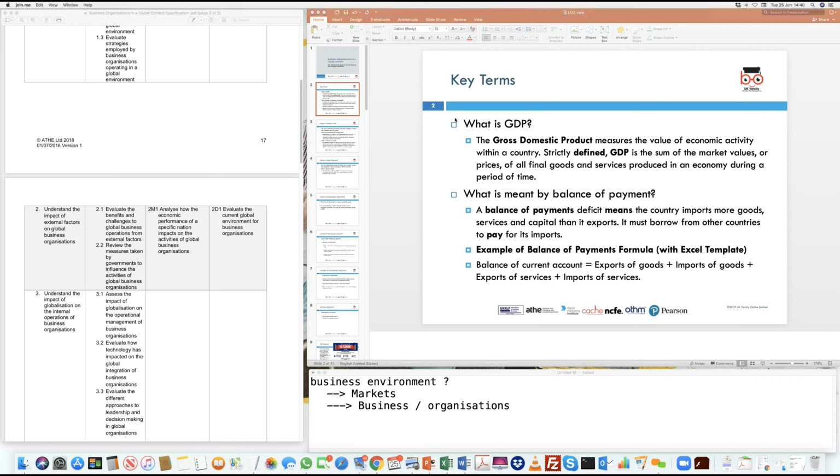GDP. Yes. GDP is inside a country, their benefits. Right. GDP. Okay, that's a good try. Now, GDP basically stands for gross domestic product.